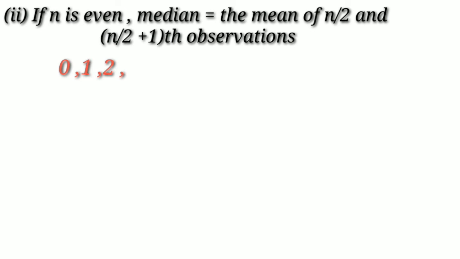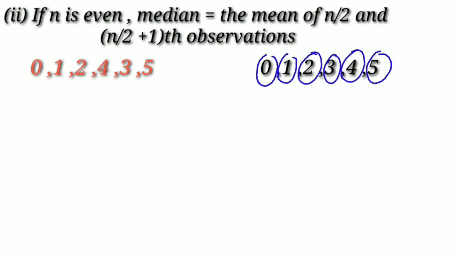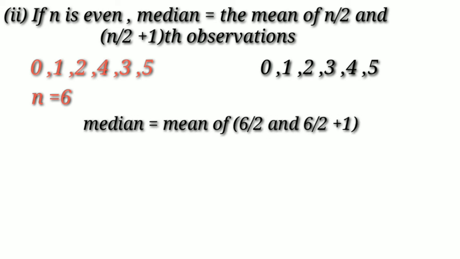The given data is 0, 1, 2, 4, 3, 5, which is not arranged. So follow step 1, arrange in order, and then count the number of observations. Let's count: 1, 2, 3, 4, 5, 6. So there are 6 observations. So n equals 6. So children, in this case, median is the mean of which two terms? The 6 by 2 and the 6 by 2 plus 1th observation.